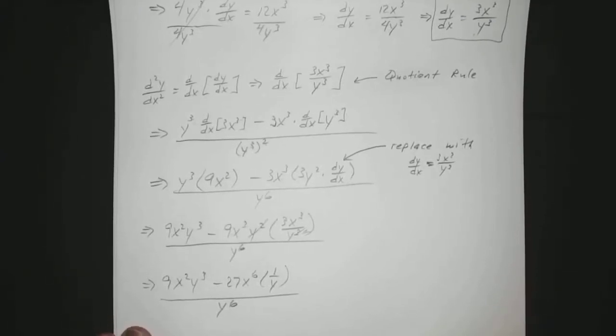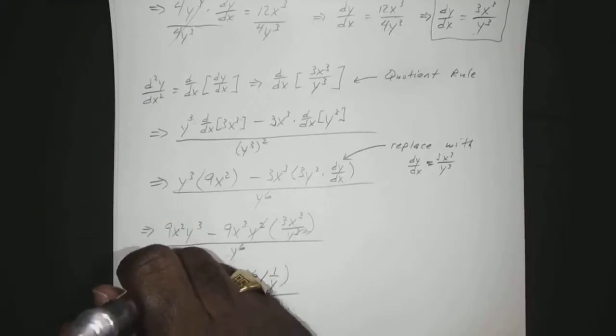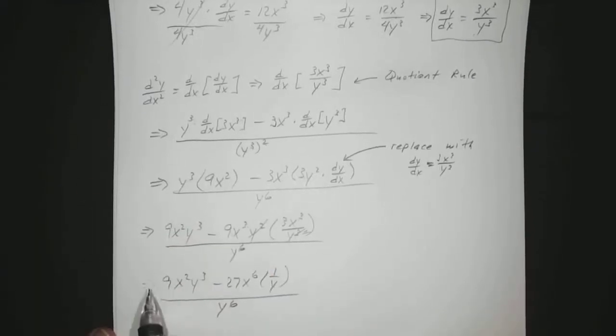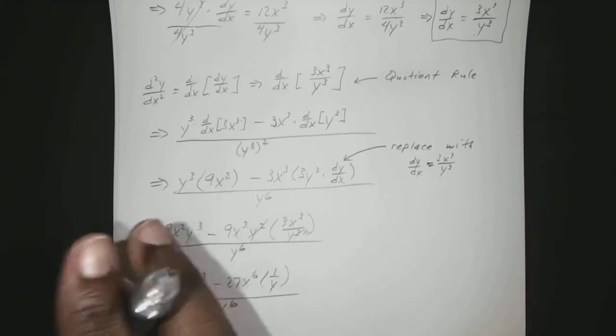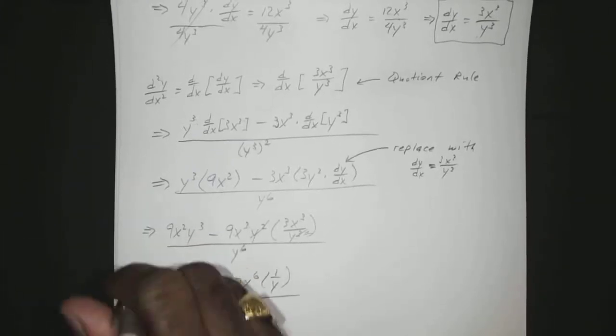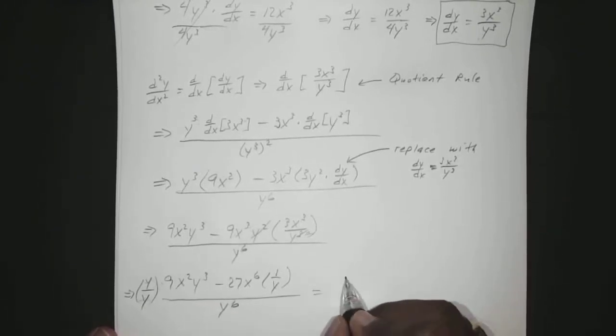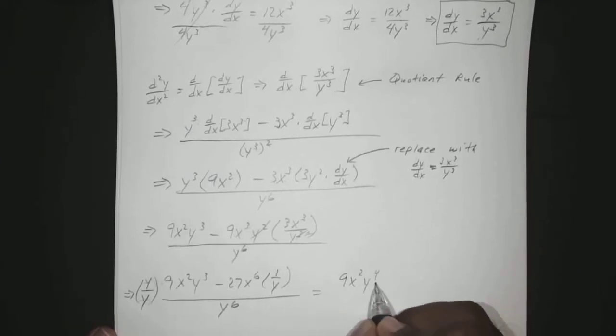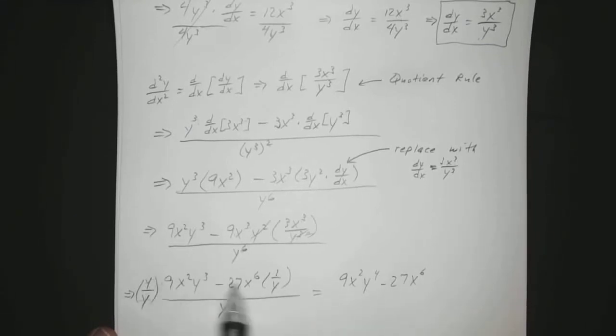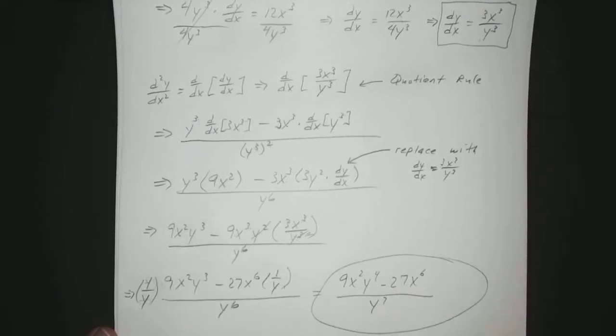Okay. Now if we want to simplify this a little bit more, we can actually multiply this by y over y. Oh, move that over a little bit more. Okay, so if we multiply both of those terms by y, we have 9x squared y to the fourth minus 27x to the sixth. Actually got rid of that y once we distribute it. All over y to the seventh. All right, and that would be your final answer.